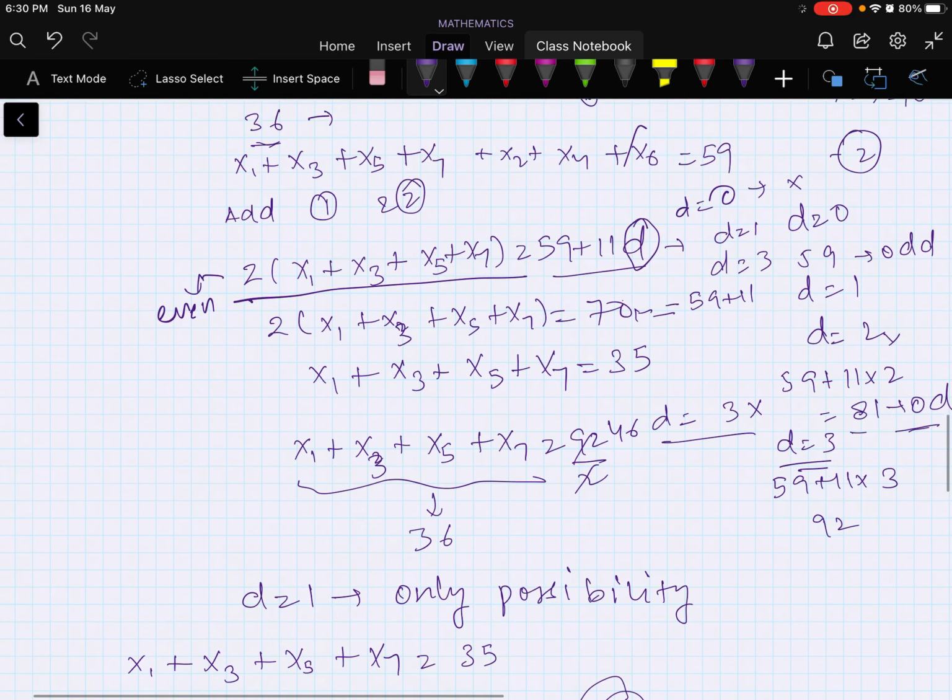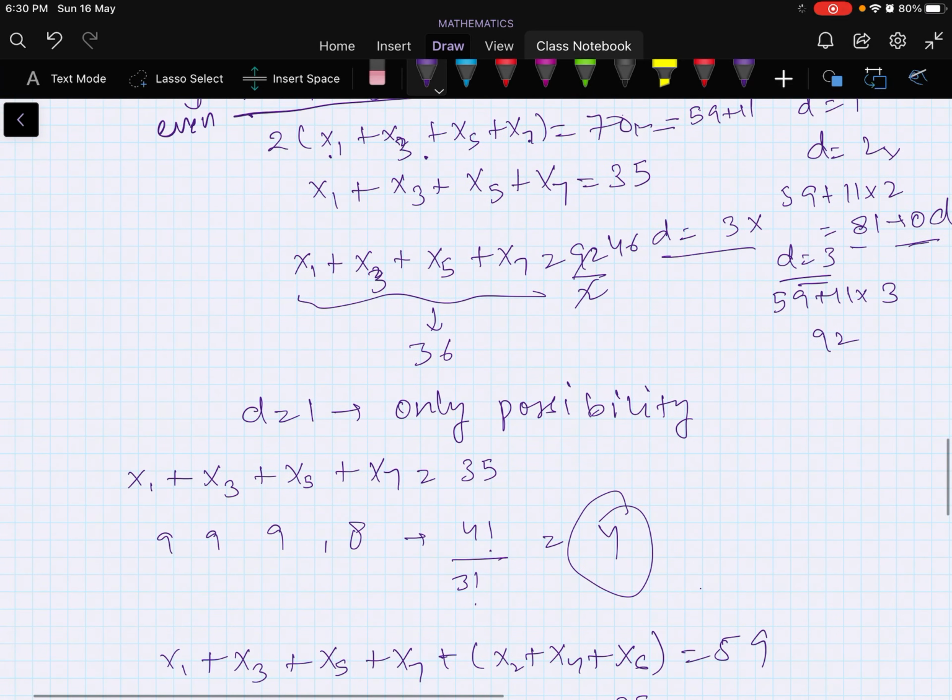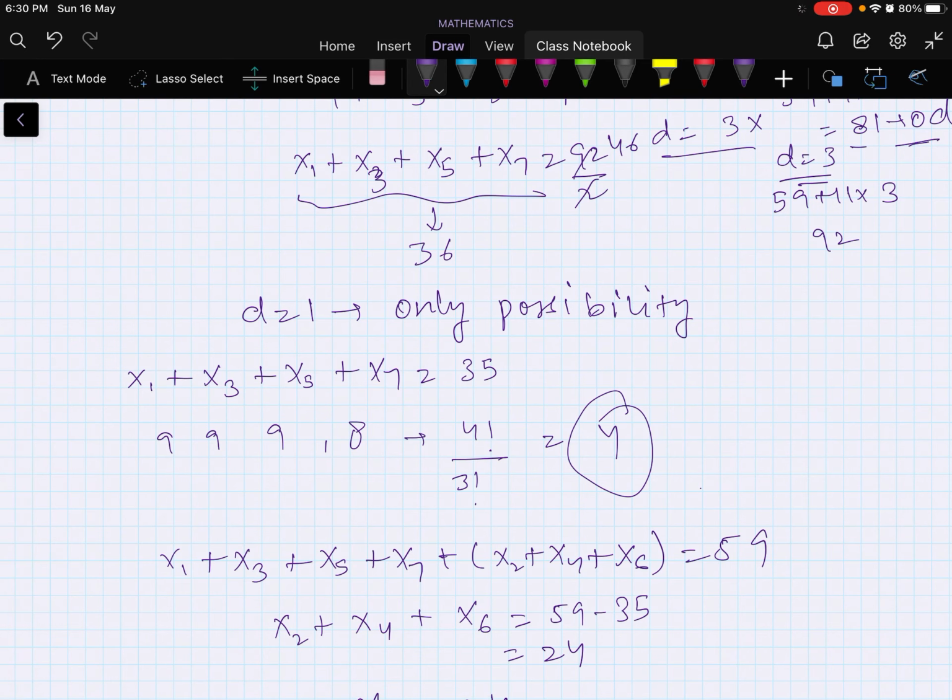Now d equals 1 means x1 plus x3 plus x5 plus x7, into 2, equals 70, that is x1 plus x3 plus x5 plus x7 equals 35. Now what are the possibilities here? The total number of solutions for x1, x3, x5, x7: since the maximum they can go up to is 36, only 1 is less here, so we can only take 9, 9, 9, 8. So what is the number of solutions here? It is 4 factorial upon 3 factorial, that is equal to 4.